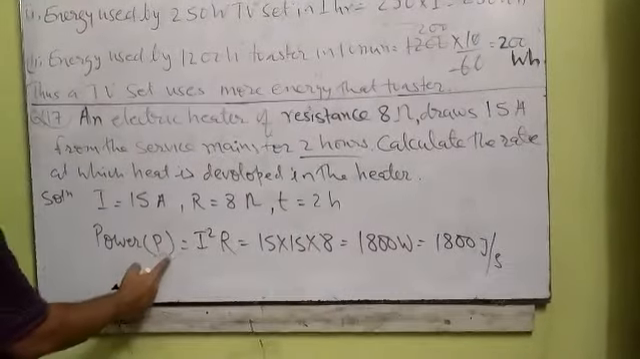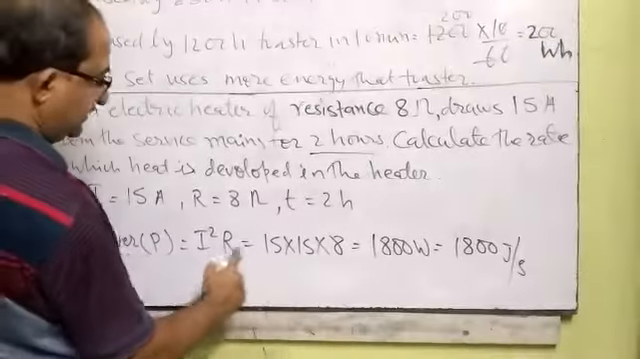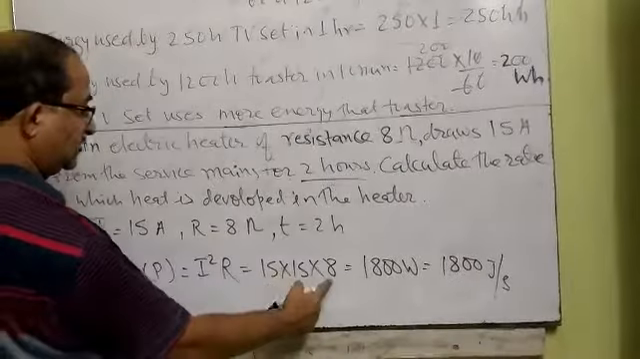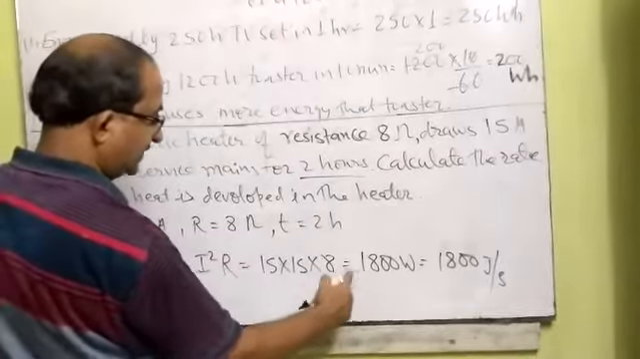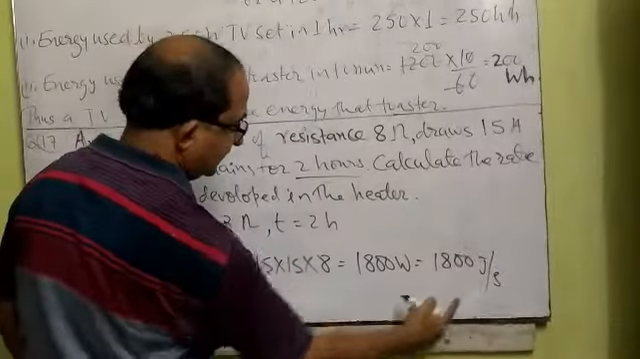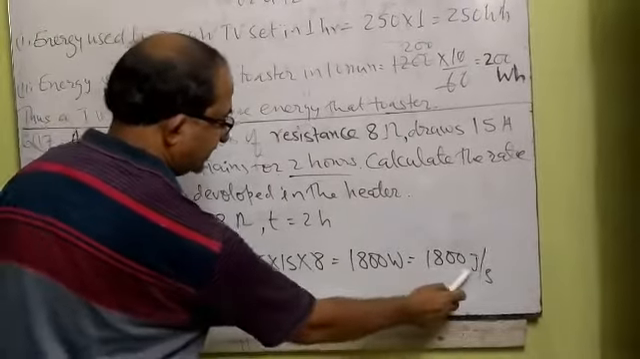So power can be found by the formula I square R, where I is 15. So 15 into 15. The resistance of this heater is 8 ohm. So 15 into 15 into 8. After multiplying, we get 1800 watt. It can also be written as 1800 joule per second. So the rate of energy delivered is 1800 joule per second.